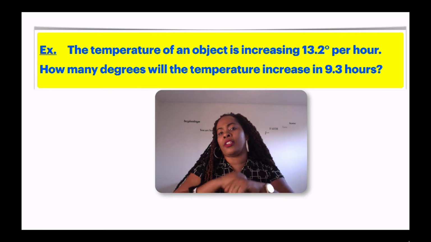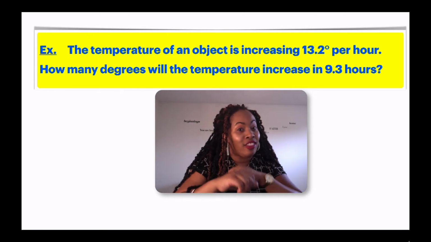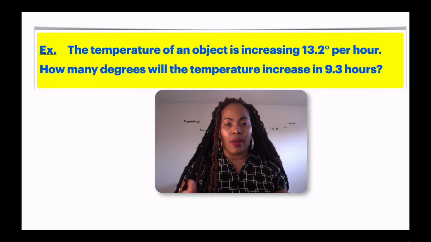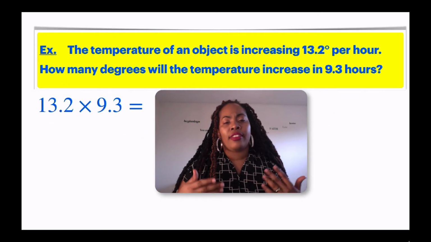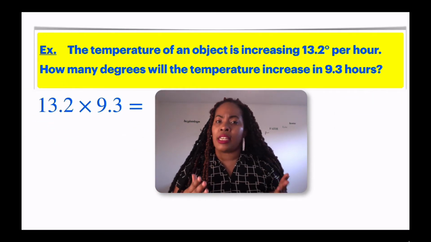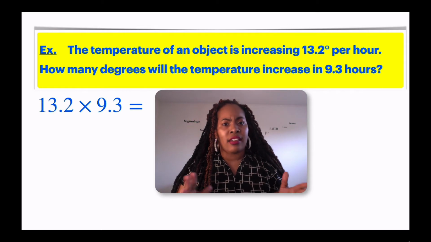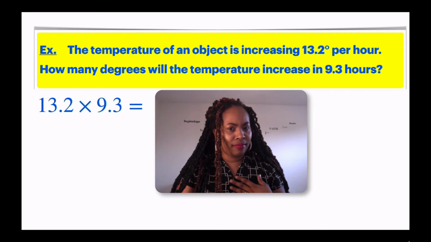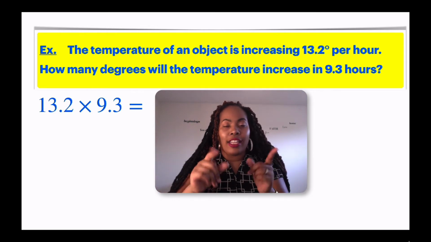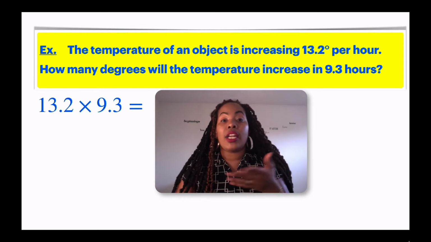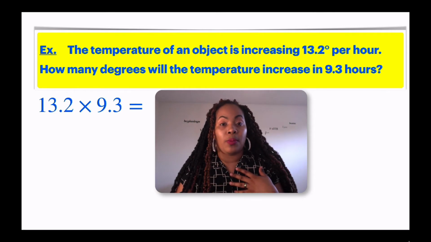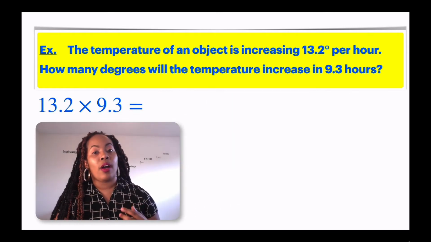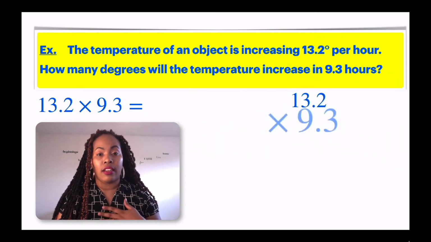But how many hours are there now? There are 9 3/10 hours. So now we have to set up this multiplication. So we're going to say 13 2/10 times 9 3/10. And how do you multiply decimals? Does anyone out there remember? Well, that's the cool part. Remember, we don't even necessarily have to line up a decimal because you can multiply anything times anything. So when we multiply it out, here's what it's going to look like, okay?